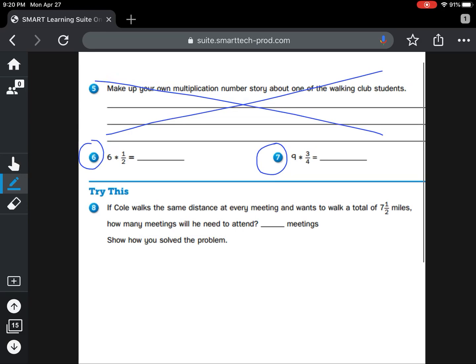So now you need to pause your video, answer questions 3 and 4, and then questions 6 and 7, and then transfer those answers onto the Google form. Once you're done with the journal page, go back and there'll be another video for the math boxes for this lesson.